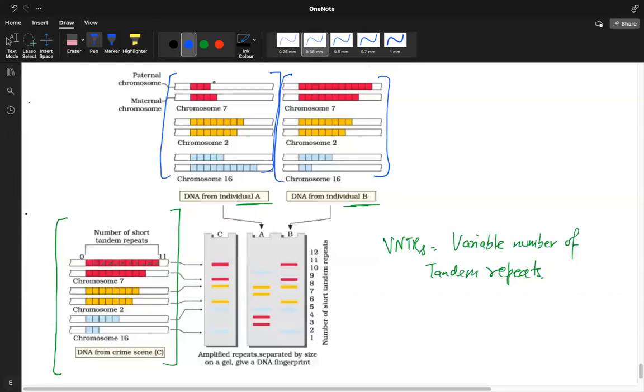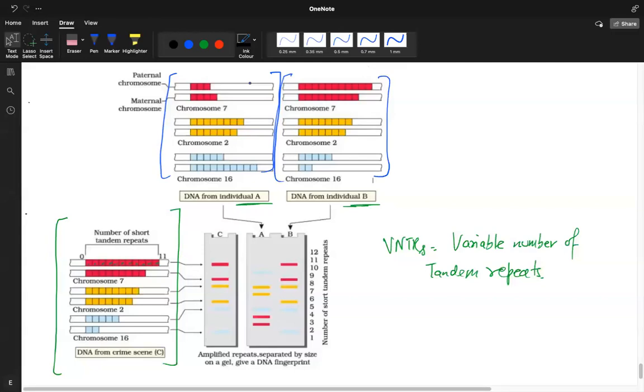First, for individual A, this pattern came, and for individual B, this. And similarly, we got the patterns. This is just a representation in the gel format. So when you run these, this is just a representation. But how do we know that these sequences are there? They have certain length.